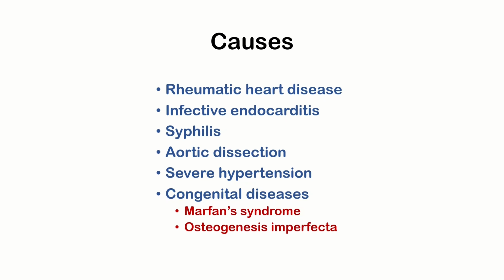In both aortic dissection and severe hypertension, there will be dilation of the aorta, affecting the aortic valve. Marfan syndrome is a genetic disorder that affects connective tissue. Those with Marfan syndrome tend to be tall and thin, with long limbs. Also, commonly they have cardiovascular abnormalities. Osteogenesis imperfecta is also a genetic disorder, and it prevents the building of strong bones. These bones will be brittle and will break easily.